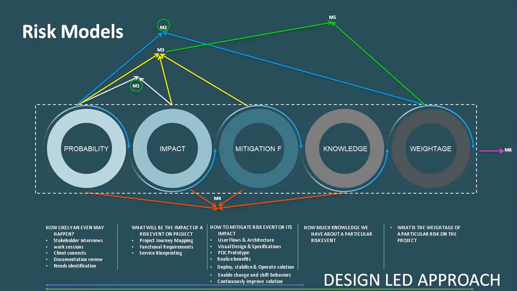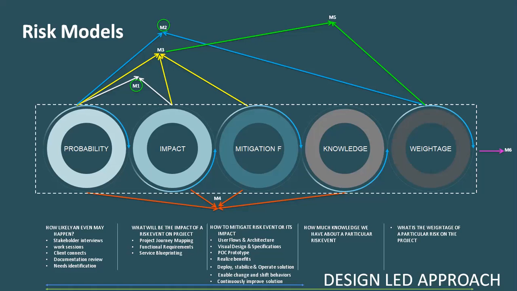Okay, I discussed various ways of risk models. I've tried to use a design thinking approach to make it as simple as possible. Now, there are 5 major components in a risk model. The first is probability: what is the probability of that risk happening? Second is impact: if the risk happens, what will be the impact on the objective or on the project? Third is the mitigation factor: how much effort will it take for us to mitigate that risk?